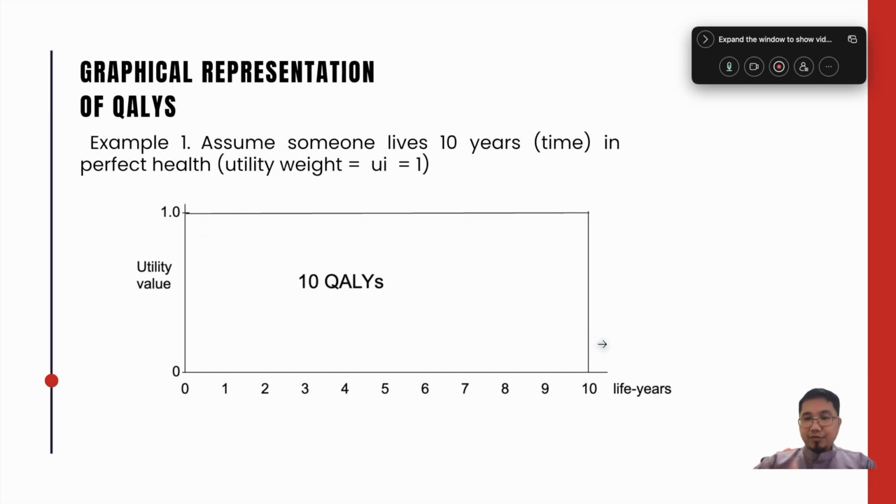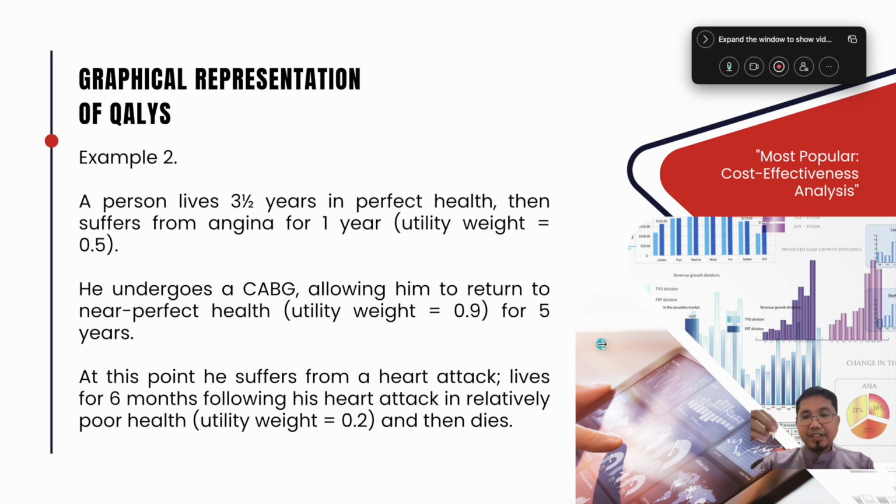Okay, it's very simple, but let's go to a little more complicated example. A person lives 3.5 years in perfect health, then suffers from angina for 1 year, where the utility weight is 0.5 for the angina. And then he undergoes a CABG, allowing him to return to near perfect health, where the utility weight for near perfect health is 0.9 for 5 years. Okay, and then he suffers a heart attack.